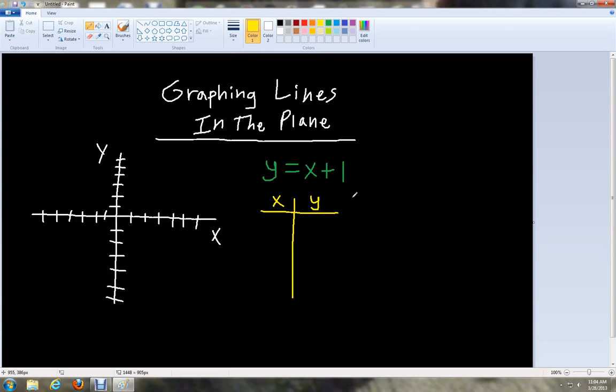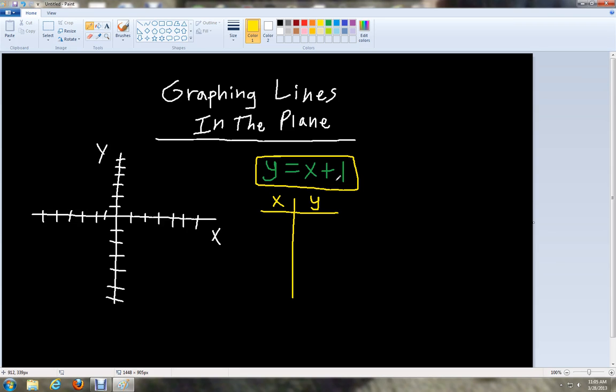Today we're going to look at graphing lines in the plane. We're going to learn how to graph a line by plotting some points. Over here, we have our coordinate plane with the x-axis, the horizontal axis, and the y-axis, the vertical axis. The linear equation that we want to graph in the plane is y equals x plus 1.